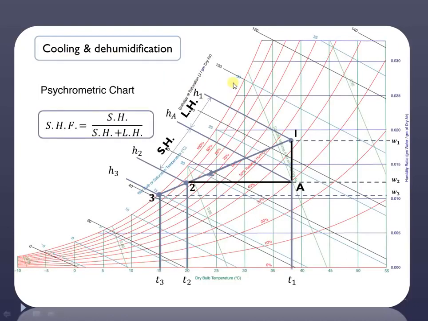The sensible heat factor is defined as the ratio of sensible heat divided by the total heat, and total heat is nothing but the combination of sensible heat plus latent heat. So as you can see from the diagram, the sensible heat in this particular case will be HA minus H2, whereas latent heat is nothing but H1 minus HA.